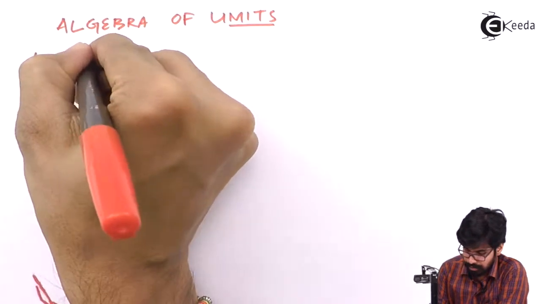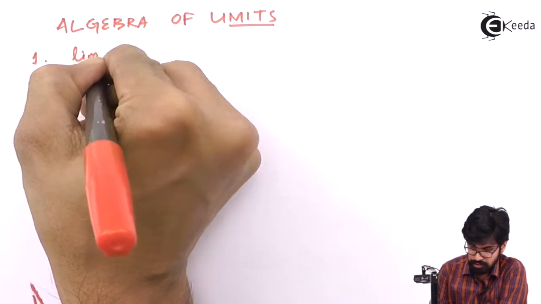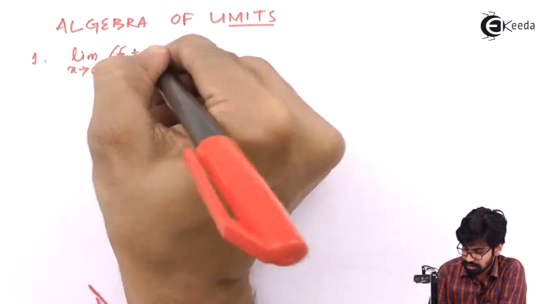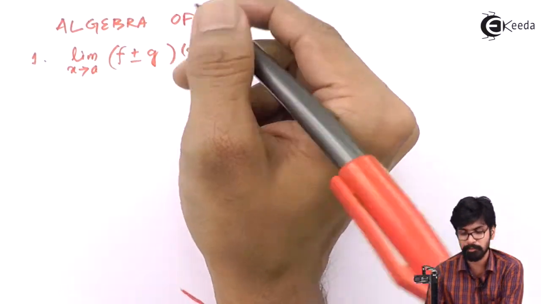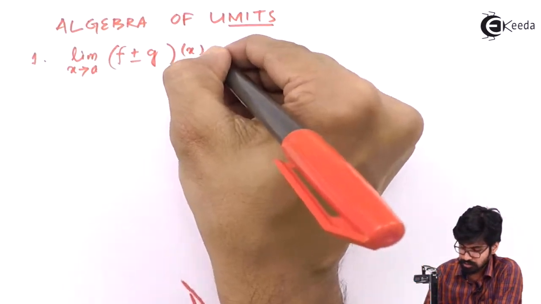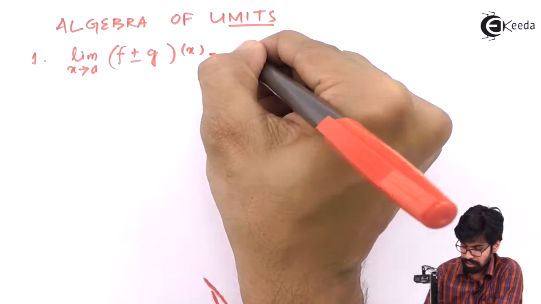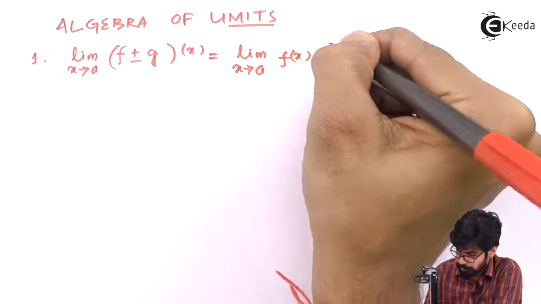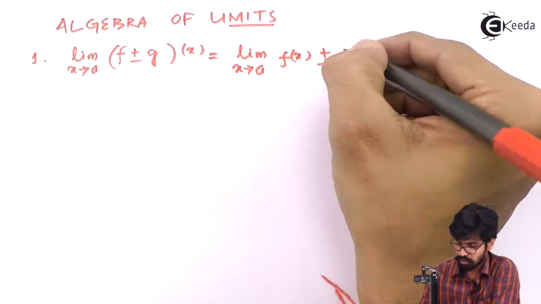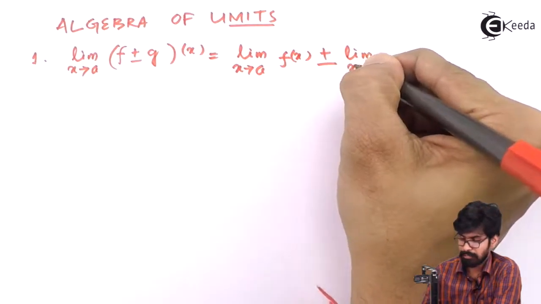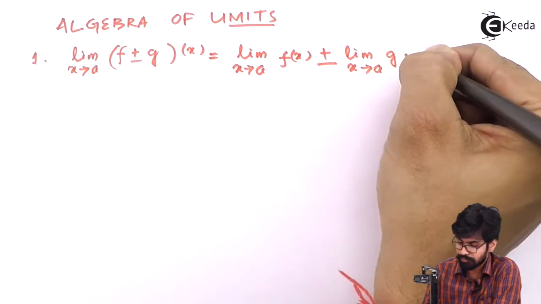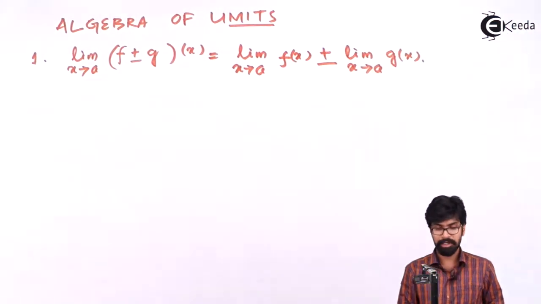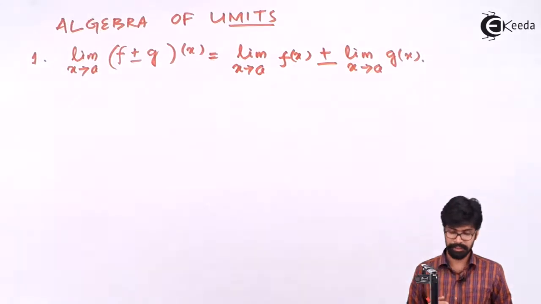Limit as x tends to a of f plus or minus g, that is addition or subtraction of two functions f and g, will be equal to limit as x tends to a of f of x plus or minus, accordingly, limit as x tends to a of g of x. That is, limit of f plus g is equal to limit of f plus limit of g.